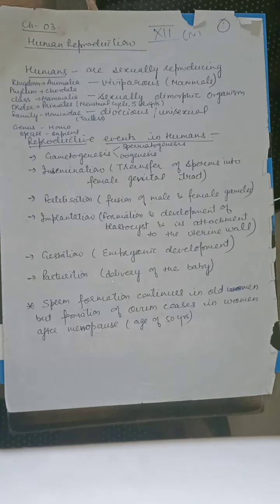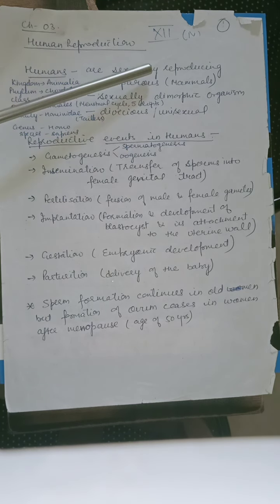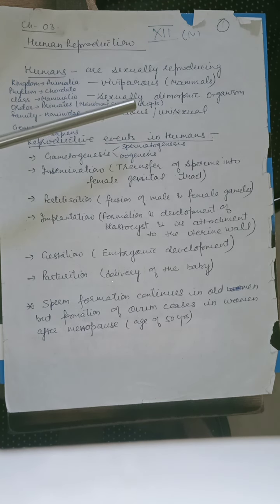Hello students, today we'll start with a new chapter, chapter 3 of your NCERT, that is human reproduction. Children, as you all know, humans are sexually reproducing organisms and they show sexual dimorphism. Sexual dimorphism means male and female are morphologically different.